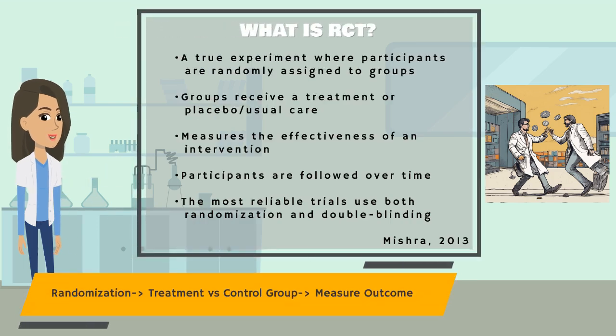A randomized controlled trial, or RCT, is what we call a true experiment. In this design, participants are randomly assigned to different groups, usually one that receives the intervention, like a drug or a therapy, and another that receives either a placebo or the usual standard of care. This approach helps researchers test whether an intervention truly works by comparing outcomes between these groups over time.